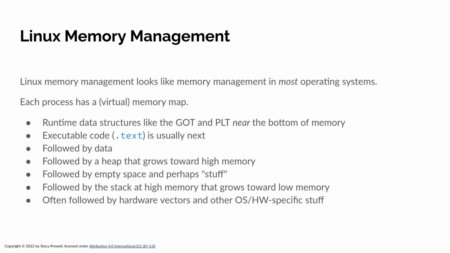Executable code is typically next, then data, and then usually there's a heap that grows toward high memory. There's empty space, and there could be stuff in there. We'll see exactly what's in there a little bit later. That's followed by a stack at high memory that grows toward low memory, and that can be followed by other stuff. There can be stuff above the stack, and in fact, there often is. We'll see what some of that stuff is.